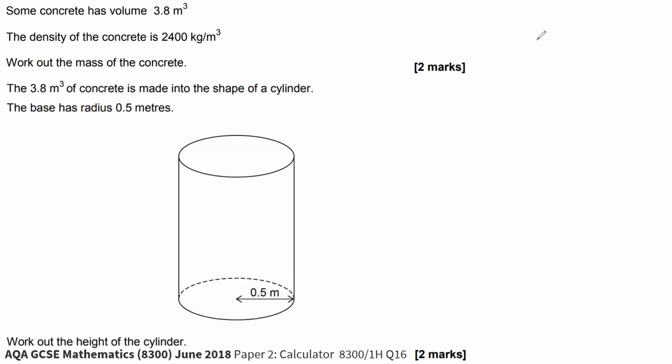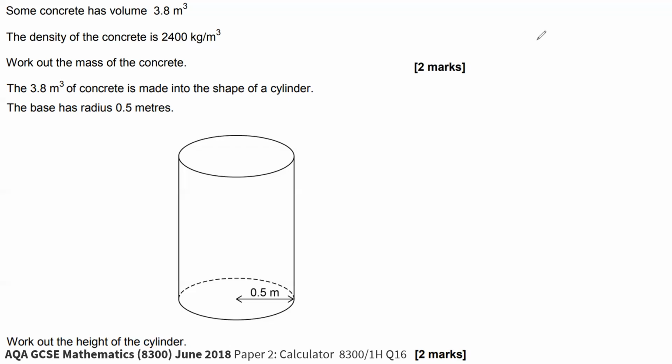So again, today we're going to be tackling a GCSE Maths question. There's two parts to this one. So the first part is working out using the mass density volume equation, which hopefully you'll be familiar with. And then the second part is using that information to then work out the height of a cylinder.